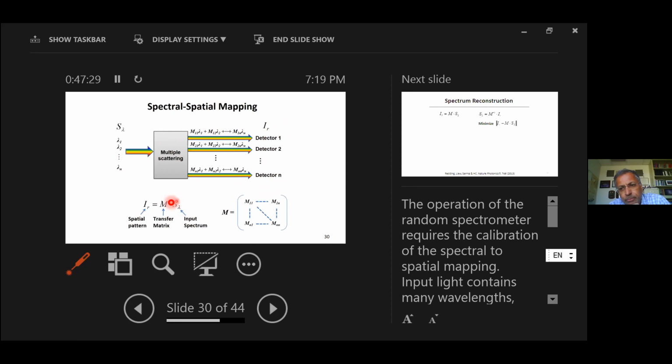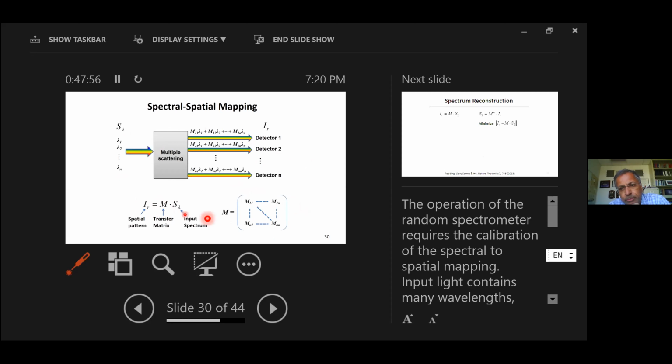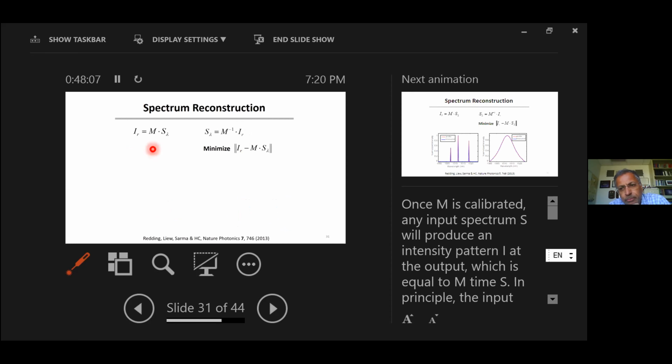We have a vector I, which is the intensity at different detectors. S is the intensity at each wavelength. They are related by what we call the transfer matrix, which has each column telling us the intensity distribution for each wavelength. Now with that, we can see that if we calibrate this, or we can design this transfer matrix, if we know this, then for any input spectrum which we don't know, by measuring the intensity distribution, we can recover the spectrum.